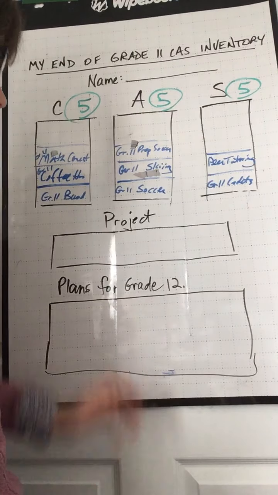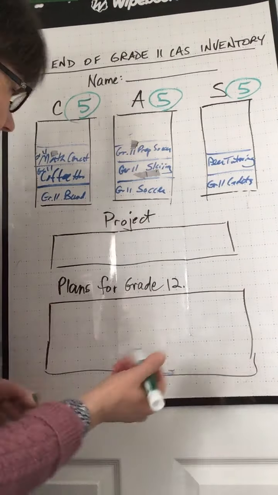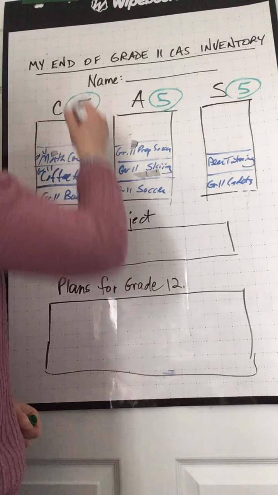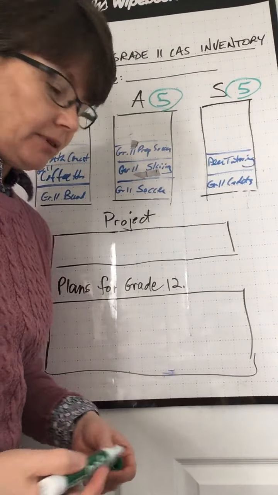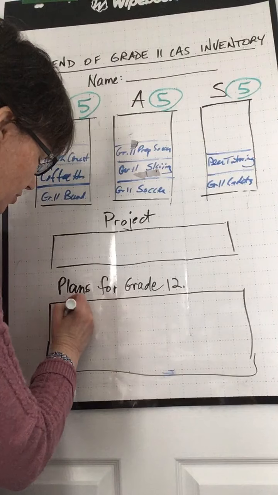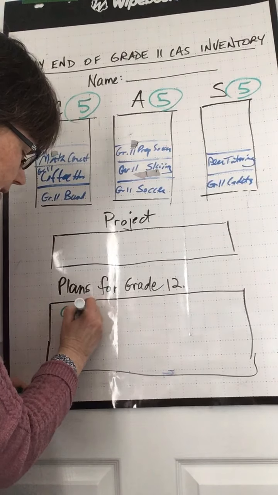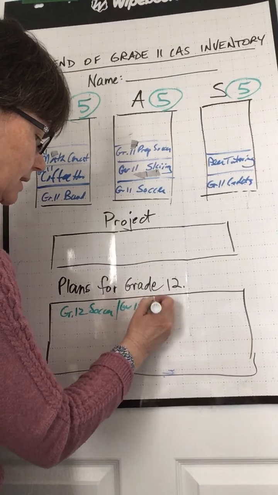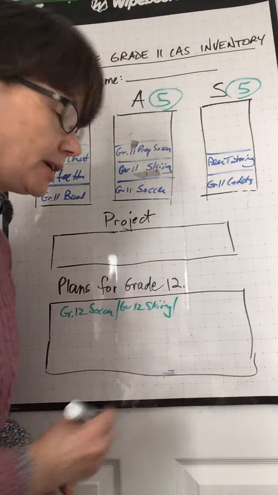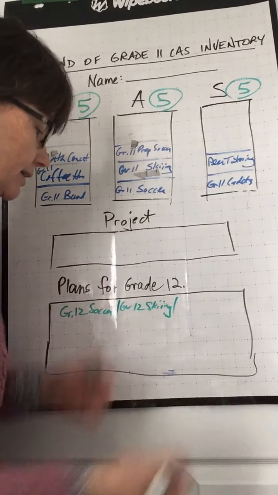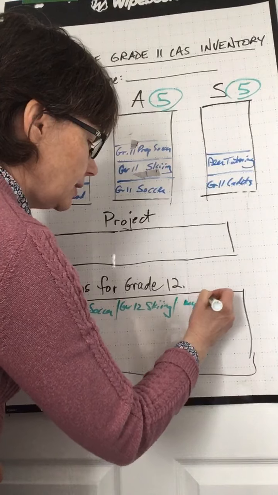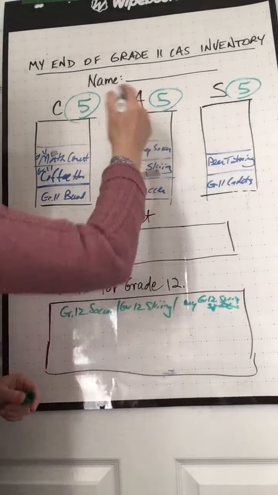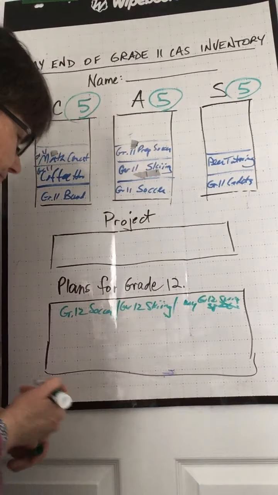Now, plans for grade 12. Here you could add how you're thinking about how you are going to finish each of these sections. I need at least 5 in each. So you're going to say, well, I know for sure I'll have my fall sport again, so grade 11 soccer, grade 12 soccer for me. I know I'll have grade 12 skiing. And I'm not sure yet what's happening in the spring for me, so I'm not going to add that in yet, but I'll just say my grade 12 spring sport. That's going to take care of your A's.